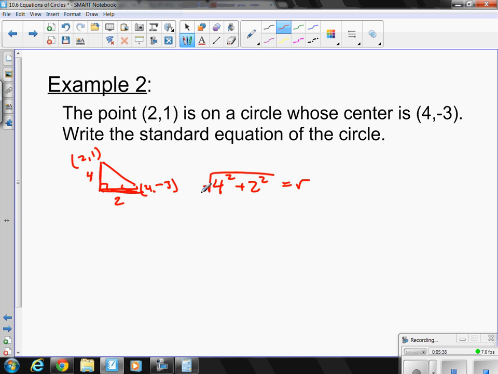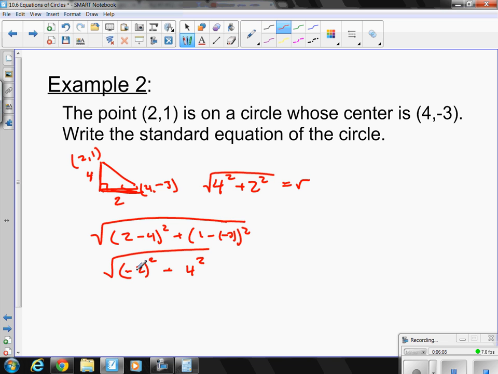Now you could do the same thing with the distance formula if you didn't like that method. You could plug in all those numbers, (x1 minus x2) quantity squared plus (y1 minus y2) quantity squared, and you'd get the same thing. 2 minus 4 is -2, but when you square it, it's the same thing as 2 squared. 4 minus -3 is +4, and when you take the square root, you get 4 plus 16, or the square root of 20. Just like over here, 16 plus 4, square root of 20. Okay, that's my radius, 2 times the square root of 5.